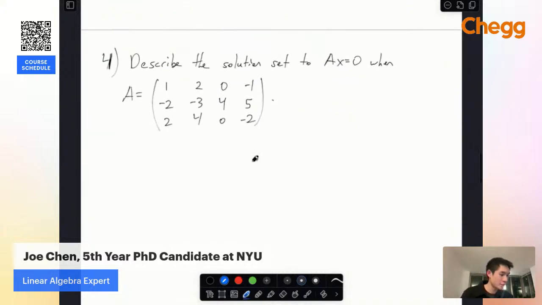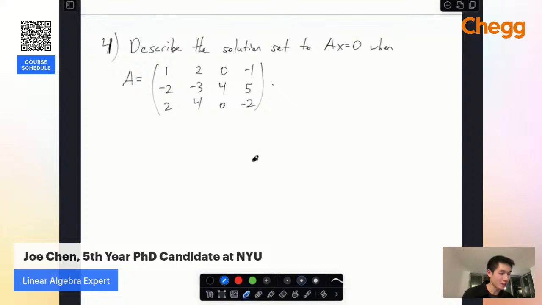Here's another question where we can see the power of counting the free variables.